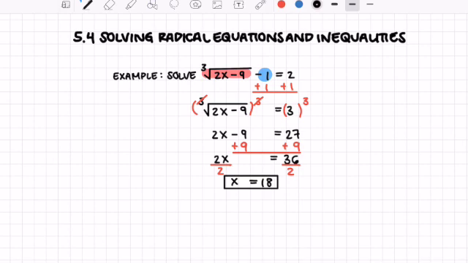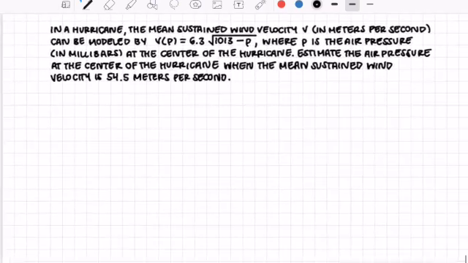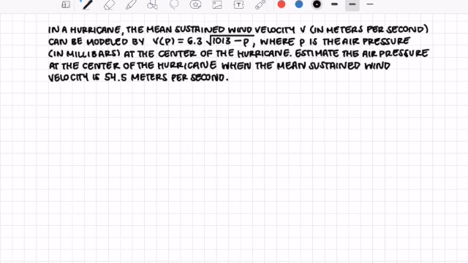All right, next problem. Next problem is going to be a word problem. It says in a hurricane, the mean sustained wind velocity v in meters per second can be modeled by the formula v of p equaling 6.3 square root of 1013 minus p, where p is the air pressure in millibars at the center of the hurricane. Estimate the air pressure at the center of the hurricane when the mean sustained wind velocity is 54.5 meters per second. So in the bottom here, when they're talking about the wind velocity, they're talking about the v of p, the wind velocity, the solution.